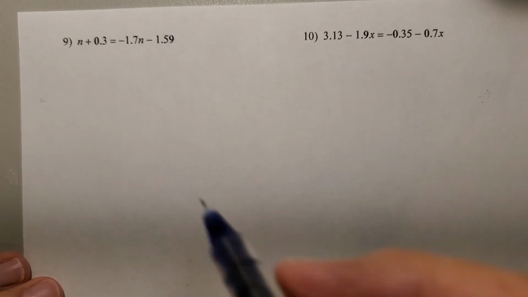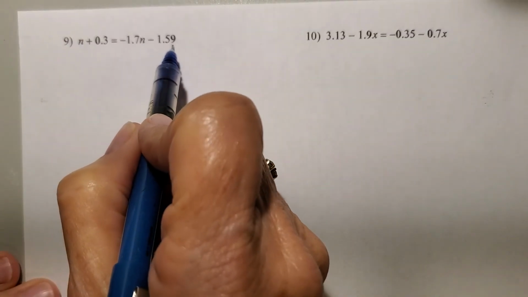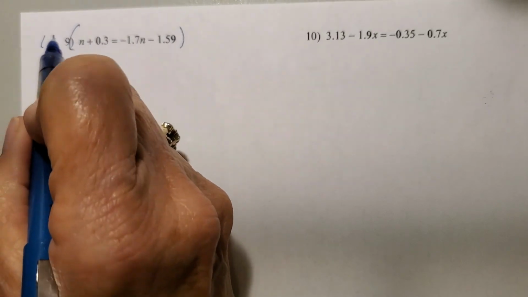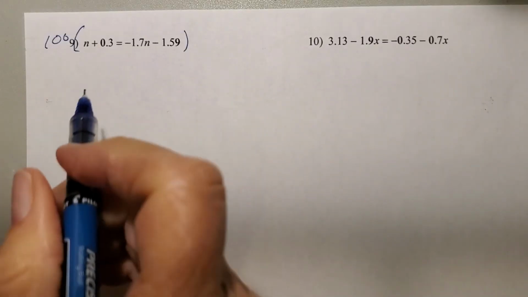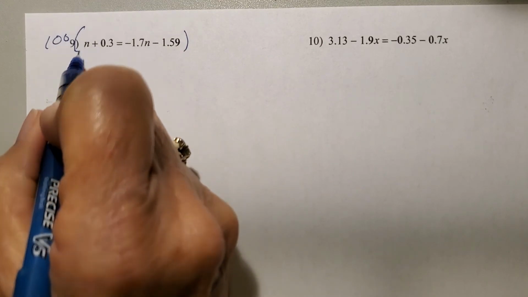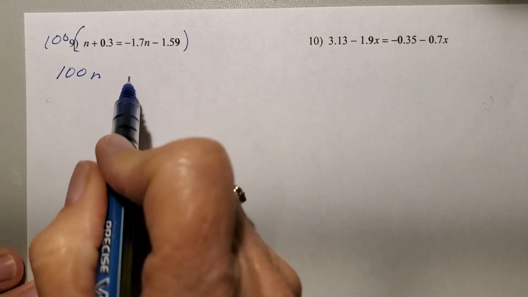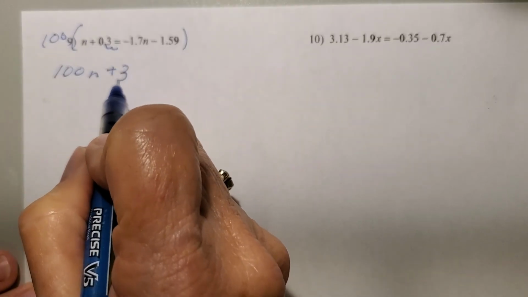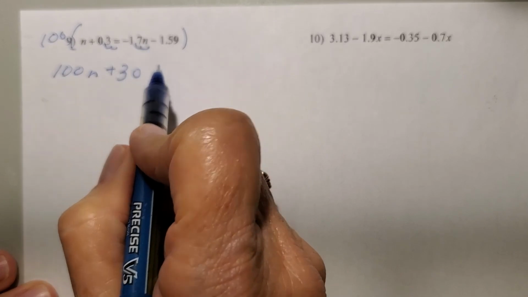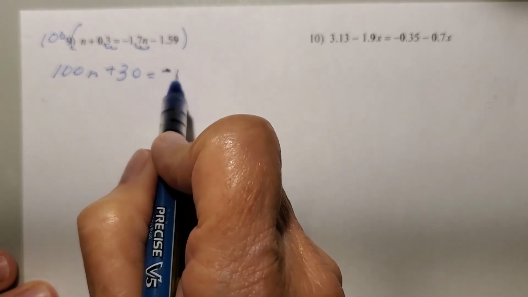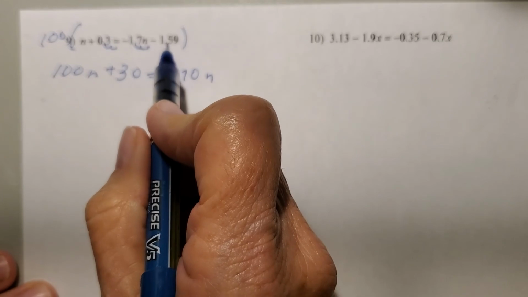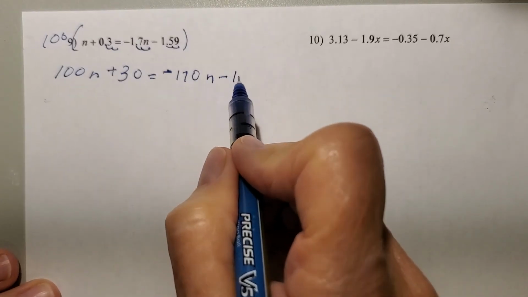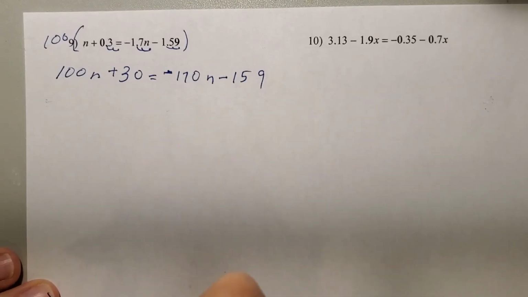Okay. We'll look at 2 more problems. But we're doing the exact same thing every time. The number of places after the decimal, the most is 2, so we're multiplying by 100. Scoots every decimal over 2 places. 100 times n, 100n. Scoot that over, and we get a 30. Scoot these decimal over 2 places, and we get negative 170n. Scoot this one over 2 places, we get negative 159.